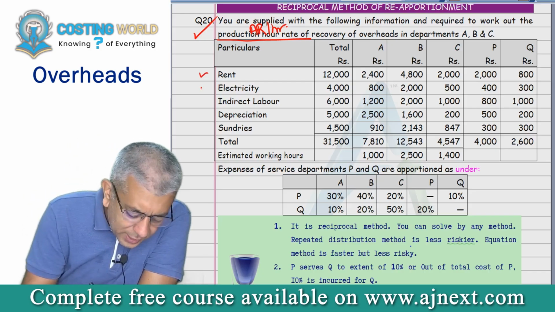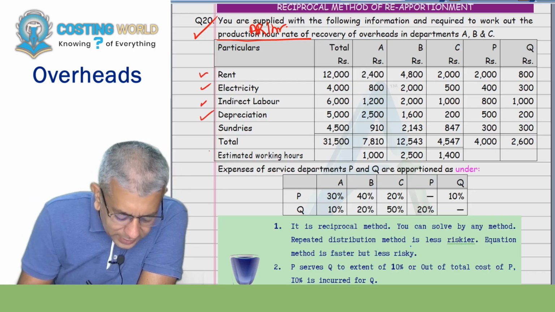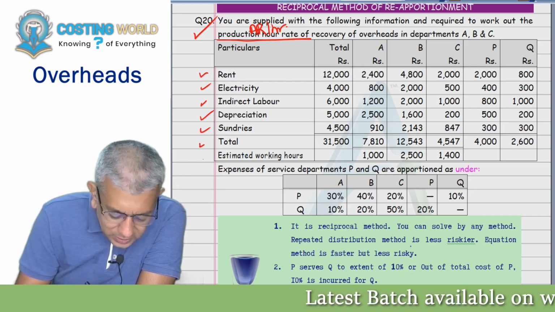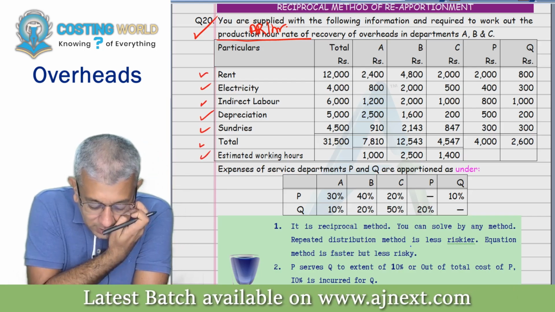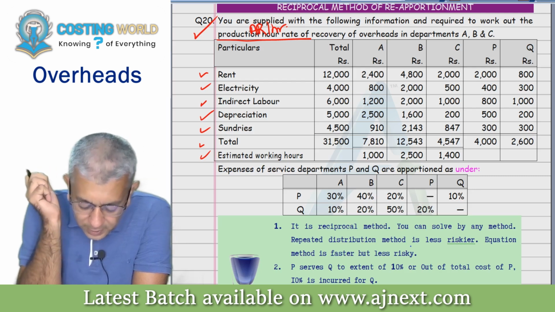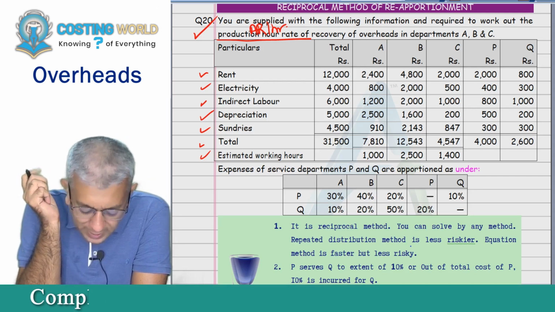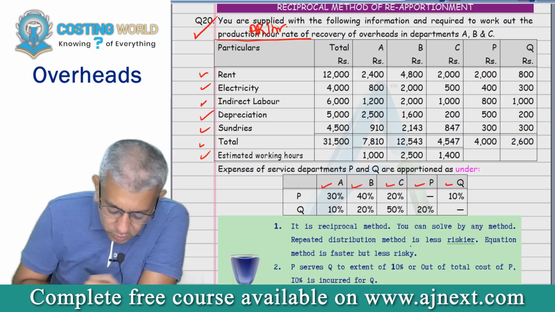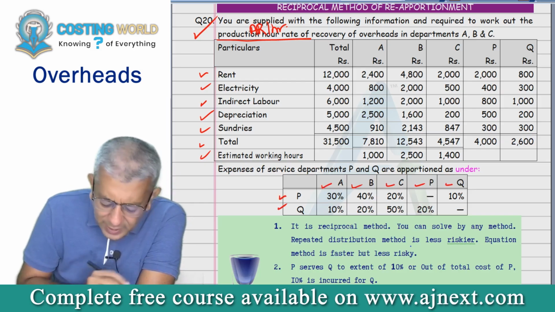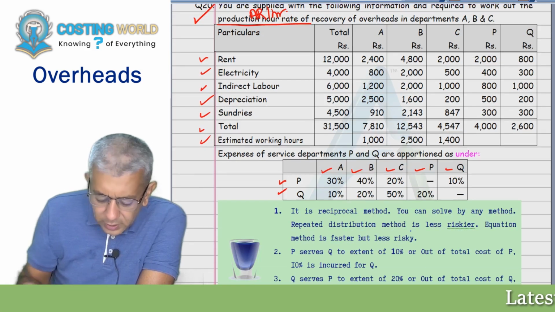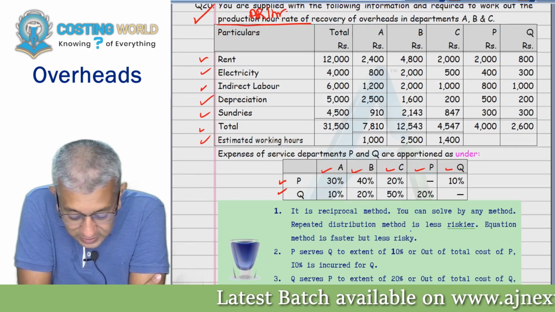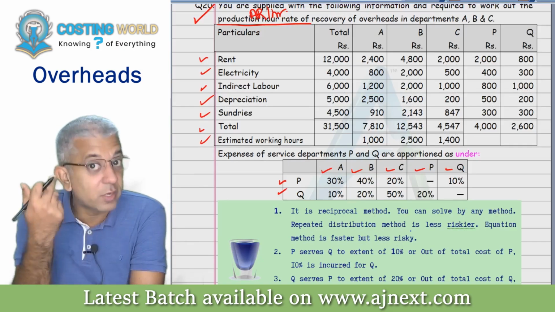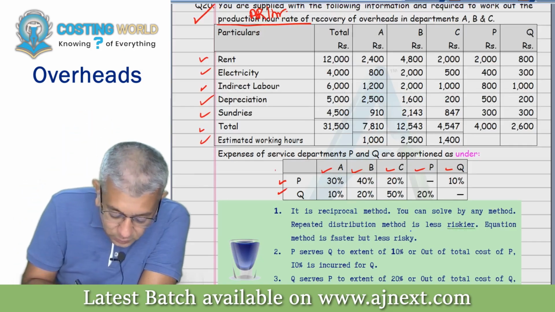Rent is there, electricity is there, indirect labor is there, depreciation, sundries, total. Estimated working hours is over here. Expenses of the service departments P and Q are apportioned as under. You have A, B, C, P and Q. P and Q over here. 30%. Now see why this is a question on reciprocal method. It is not even told anywhere. But if you see this particular thing.